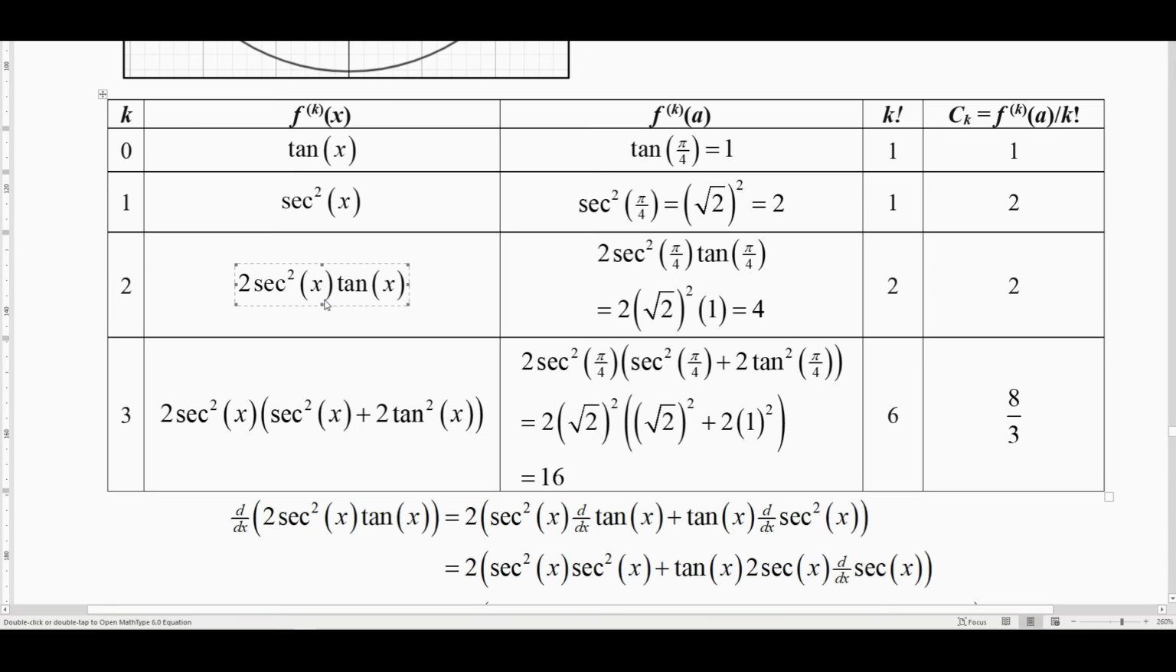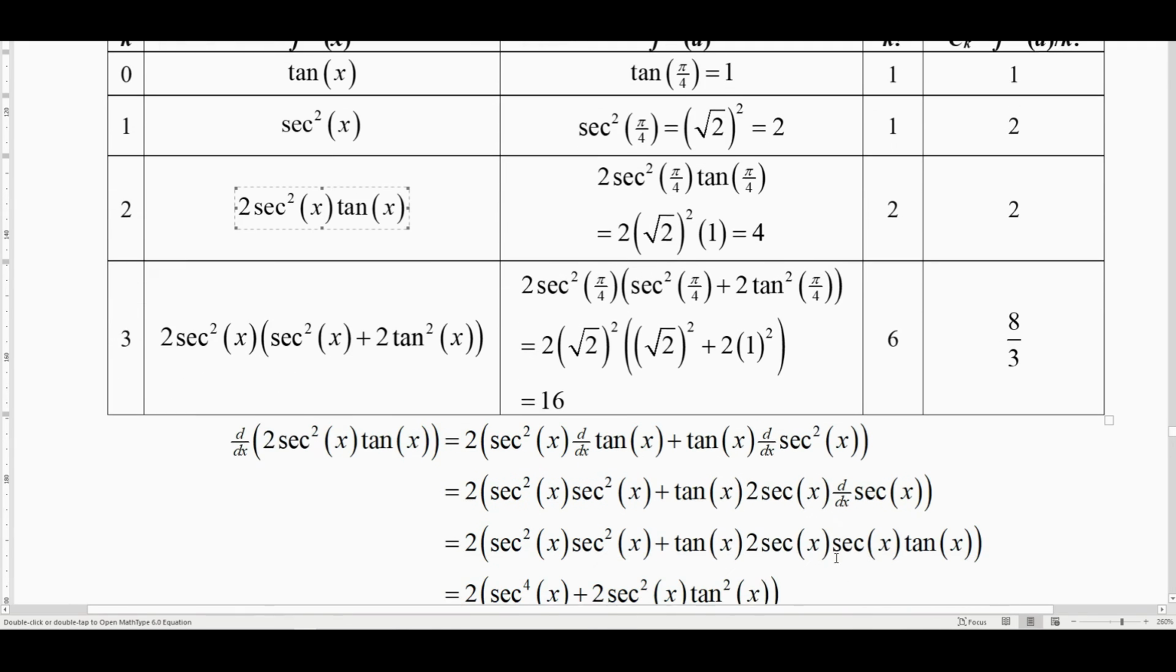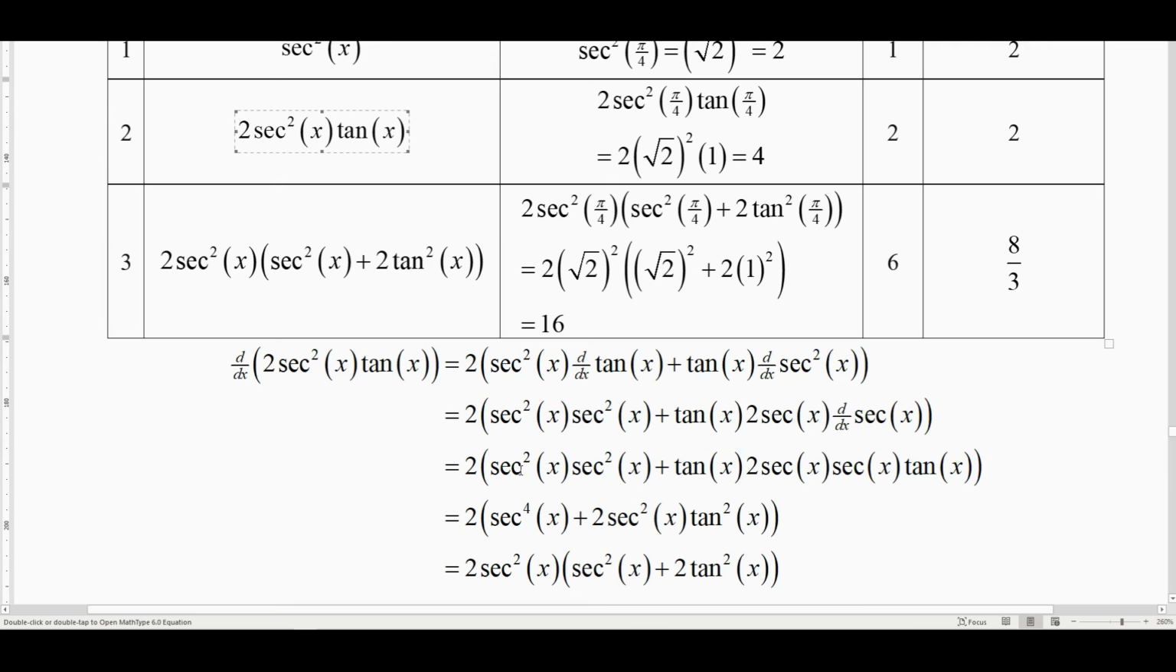Now I need to do another derivative. I worked it out down here. It's the first, so it's 2 out front. Then I think of the product rule here. Secant squared times derivative of the tangent plus tangent times derivative of the secant squared. Derivative of tangent is secant squared. Derivative of secant squared is 2 secant of x, derivative of secant x, which is secant tangent. So let's see what we got. We got a secant to the fourth, we got a 2 secant squared, and we got a tangent squared there. I factored out a secant squared out front with the 2, and that's left secant squared of x plus 2 tangent squared of x.